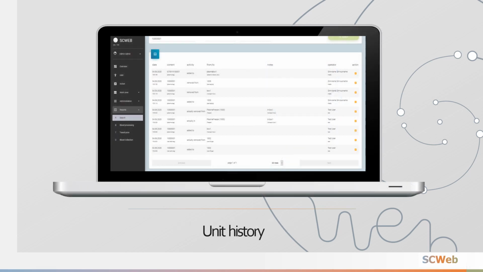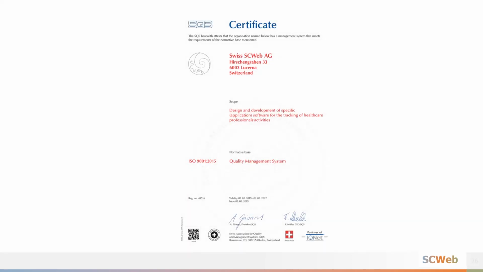With our portal, by introducing the unit's ID, it is possible to trace all the movements sustained and the actual positions. And to conclude, we would like to underline yet again that our certification is highly specific.